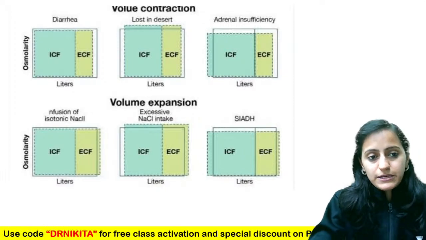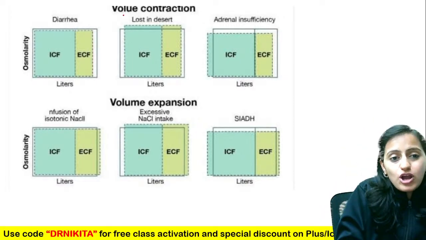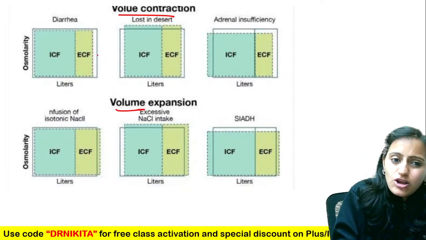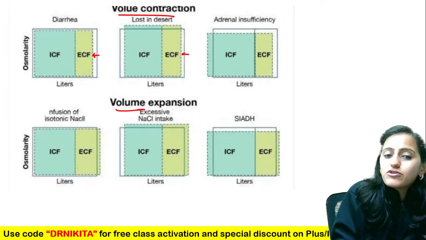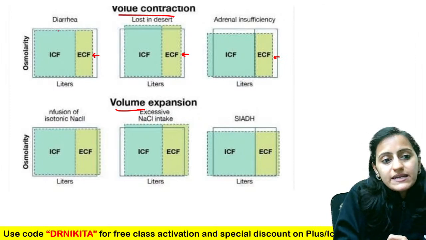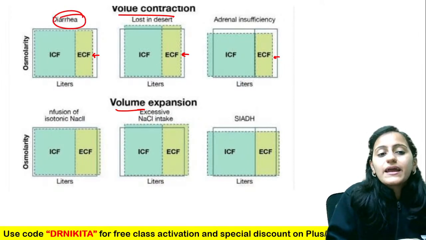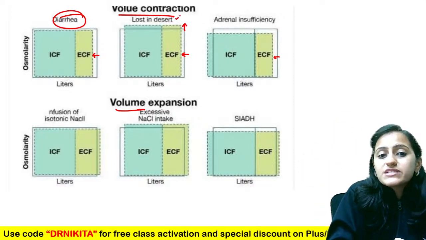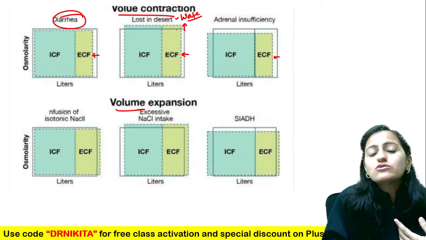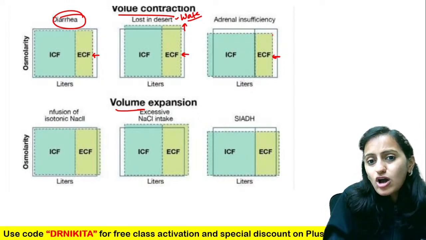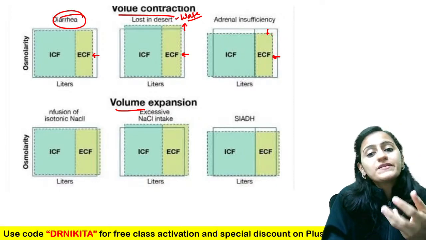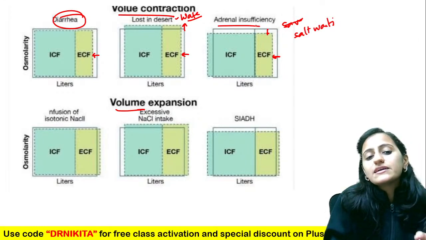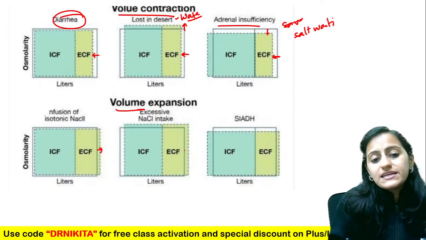Let's have a look at this one. All right. So loss of fluid, gain of fluid, volume contraction, volume expansion. Look at the loss, volume contraction, dotted line, ECF going inside, right? This is loss. It is your isotonic, diarrhea, hemorrhage, vomiting. This is your loss with increased osmolarity. So you are losing water. That is desert, maybe lose water, sweating happening. This is loss with the osmolarity also decreasing. That means we are losing out salt. It is your salt wasting happening. Adrenal insufficiency.